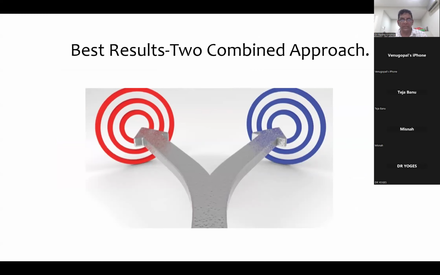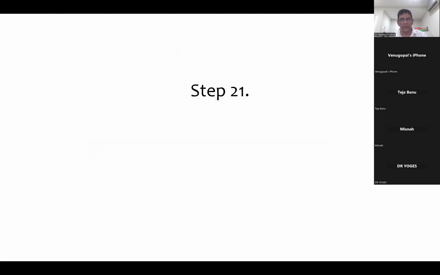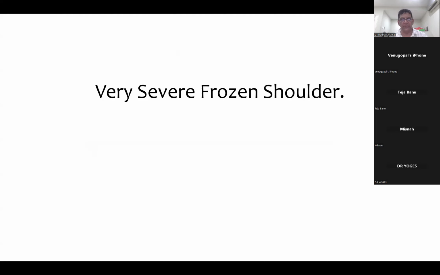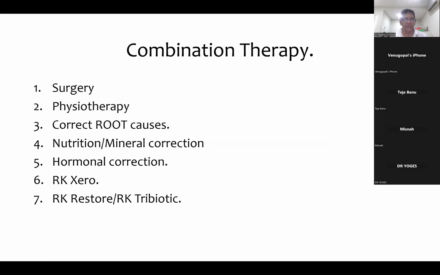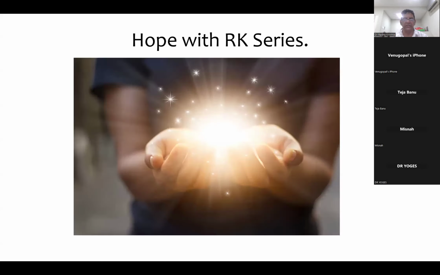Okay, and I found two methodologies in the management of frozen shoulder are better than one single management, just like infrared. It does not work on its own. How do you address the underlying root cause? And what are the factors triggering it? Okay. And step 21. Okay. If it's very, very severe frozen shoulder, most likely we have to go for surgery, physiotherapy, correct the root cause, correct the nutrition, mineral correction, hormone correction, RK0, RK Restore, RK Tribiotics. Okay. These are the end part.